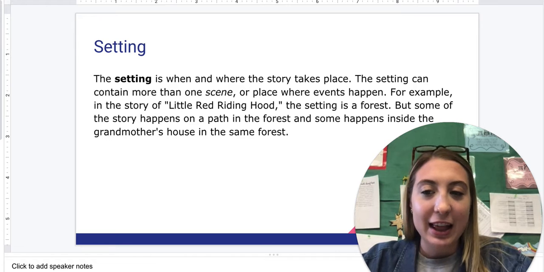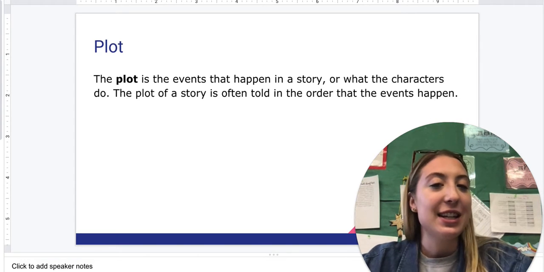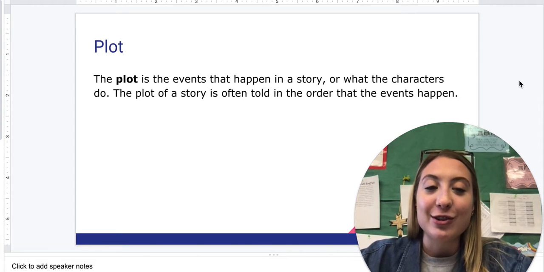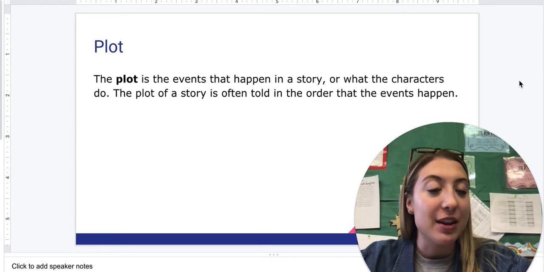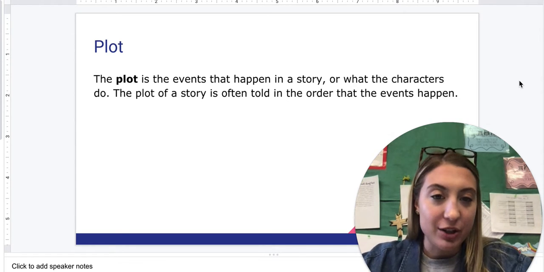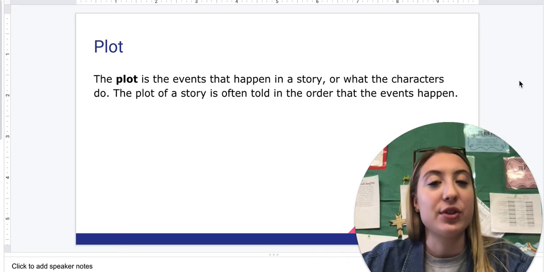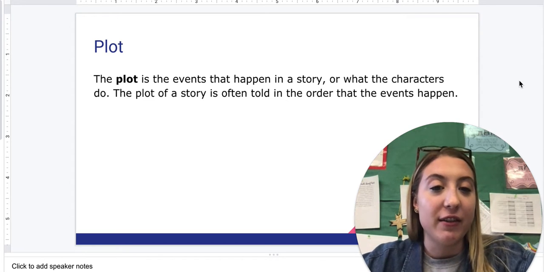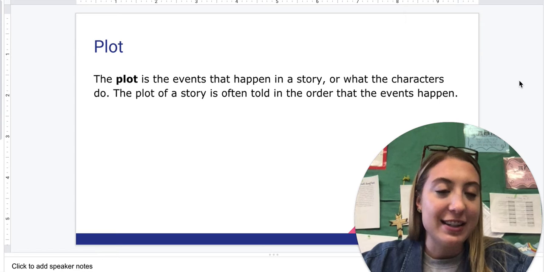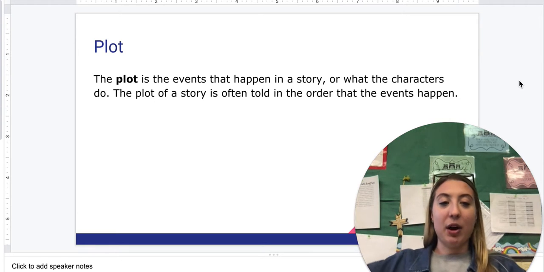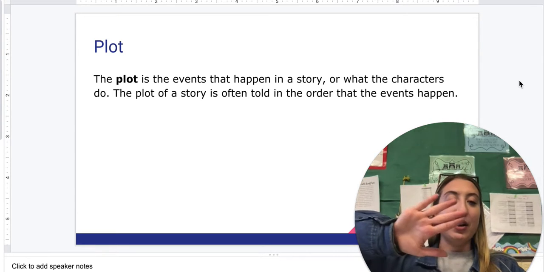So let's continue with our plot. The plot, which we introduced this week, is the events that happen in the story or what the main characters do. The plot of a story is often told in the order that the events happen. So remember, we could talk about what happened at the beginning, the middle, and the end.